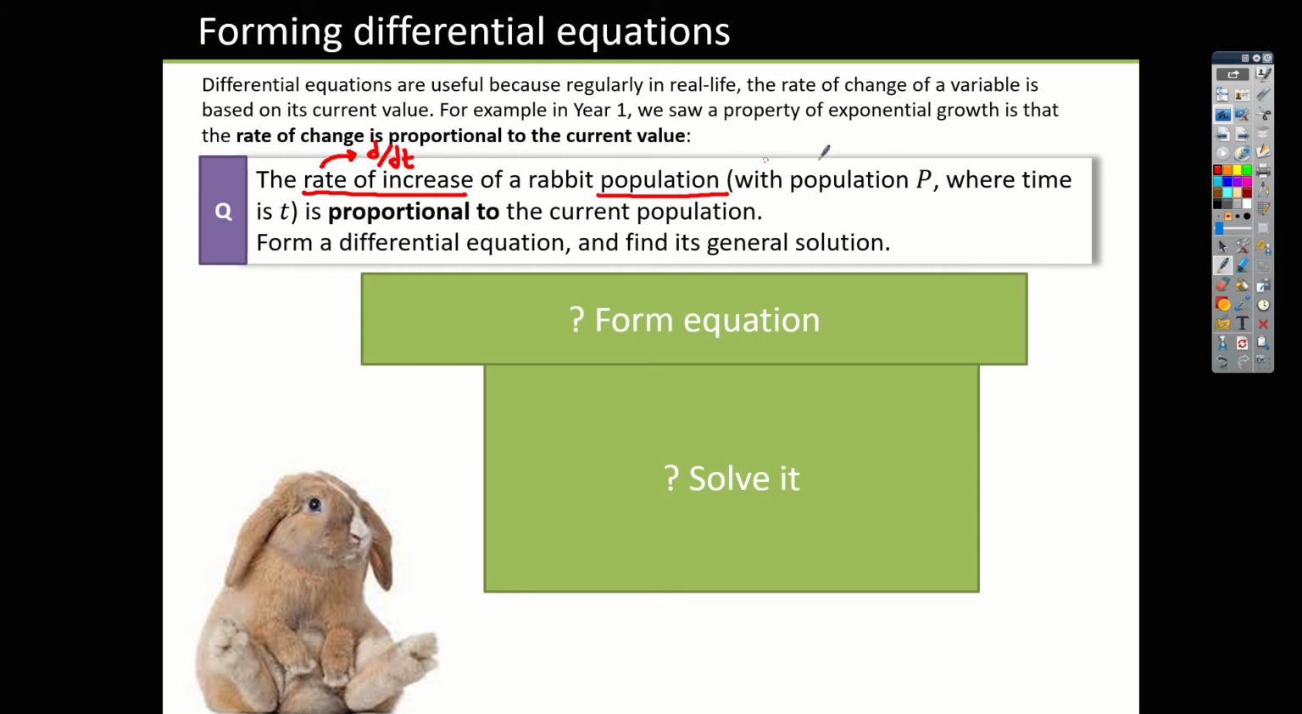The population we're calling P and time is t, and we're saying that the rate of increase is proportional to the current population. So proportional to is going to be quite common with these questions. A lot of proportionality statements will appear, and this is going to involve setting up an equation that has some kind of proportionality constant in. So I'll remind you of how that's going to work. So we've got direct proportion.